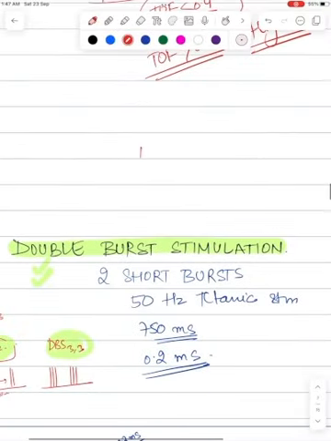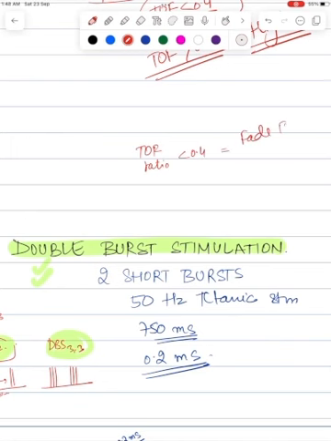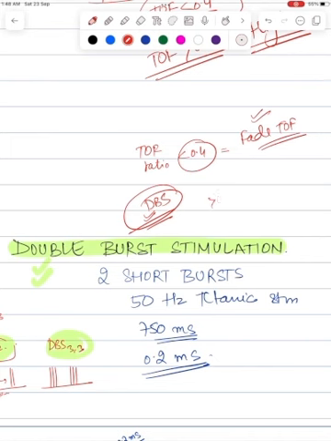Now we know that at TOF ratios of less than 0.4, the fade can be seen with the TOF stimulatory pattern as well. But when the TOF ratio becomes more than 0.4, the fade disappears visually or tactilely with TOF stimulation, but it is still present with double burst stimulation. But even while using double burst stimulation, when the TOF ratio becomes more than 0.6, then even double burst stimulation cannot reliably exclude residual neuromuscular paralysis.